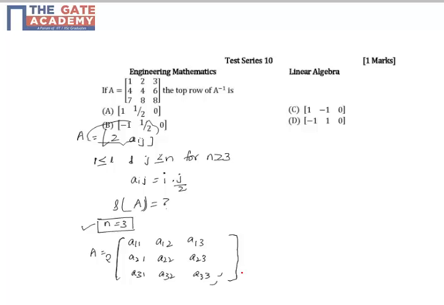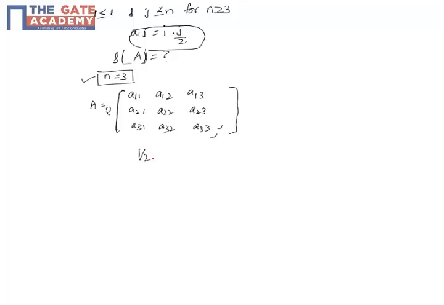Okay, so now from here, if you put 1 in ij positions, you will have 1/2. If you put 1 into 2/2, you will have 1. Similarly, you will have 3/2. If you keep on substituting, you will have 1, 2, 3, and 3/2, 3, and 9/2.